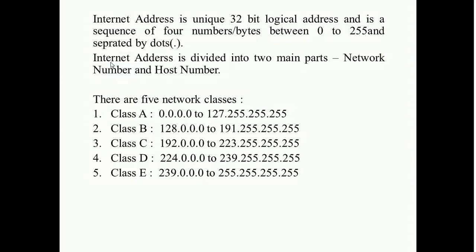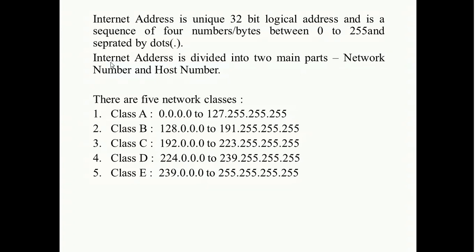The range of class A is 0.0.0.0 to 127.255.255.255. Very few large organizations use this class A addressing, and the leftmost bit is always 0 for class A.